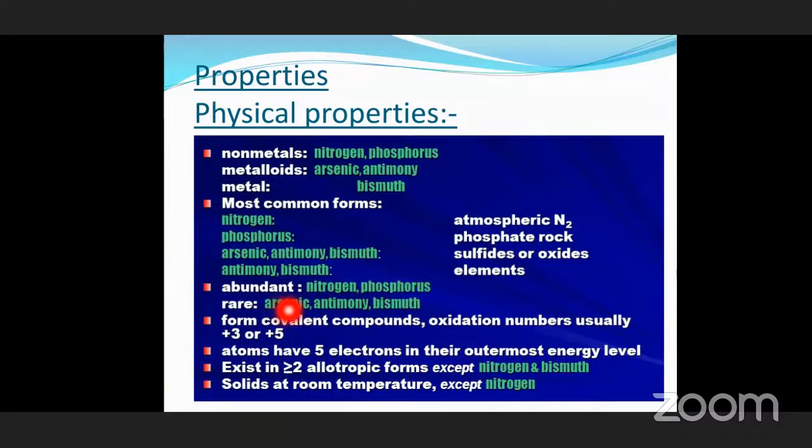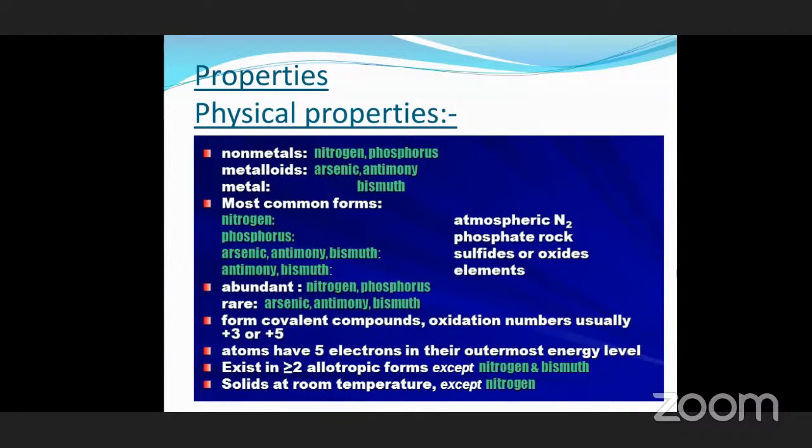Okay, here all these elements show different oxidation states. I told you at the beginning of the topic, once again repeating during this slide. They show the -3, +3 and +5 oxidation states. And as well as next point, the atoms have 5 electrons in the outermost energy level. You know already ns2 np3, that's why the outermost electronic configuration has 5 electrons.